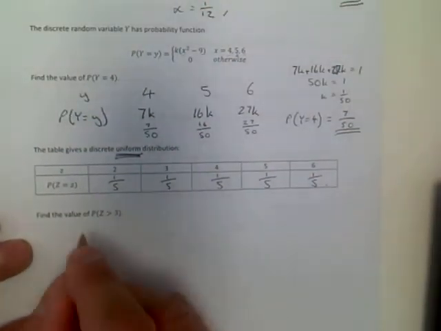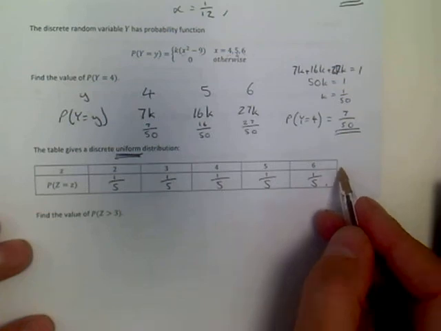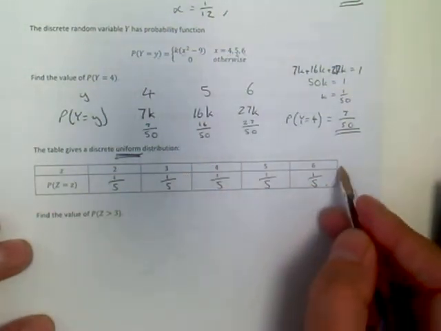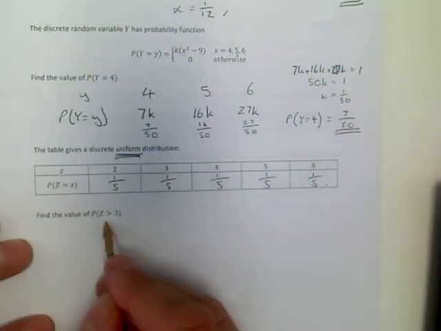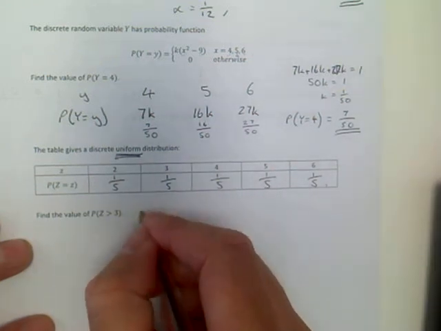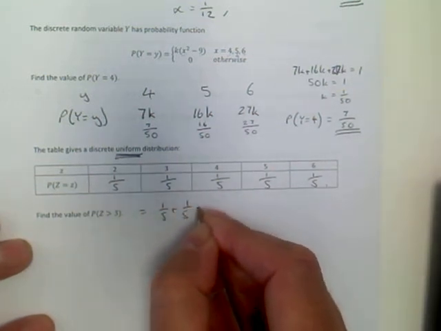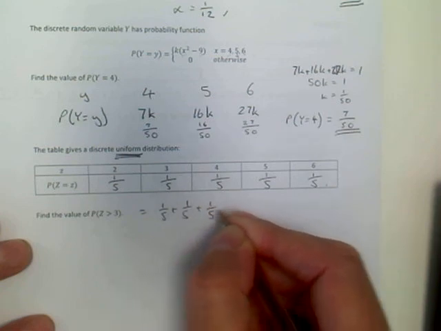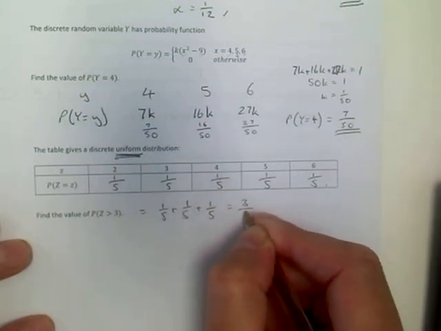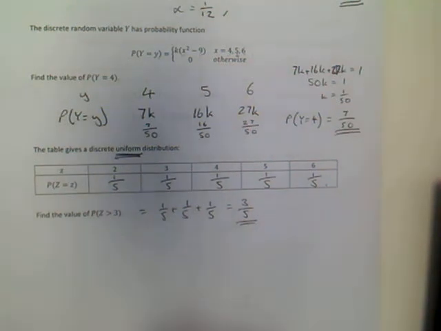Okay, so the probability of z being greater than 3 is those 3 there. It can be equal to 4, 5 or 6. So that is 1/5 plus 1/5 plus 1/5, which equals 3/5.